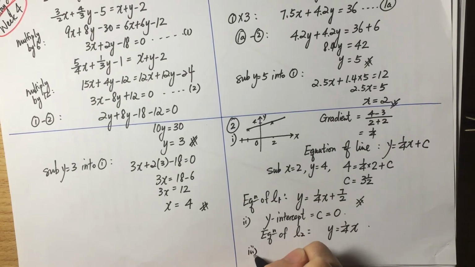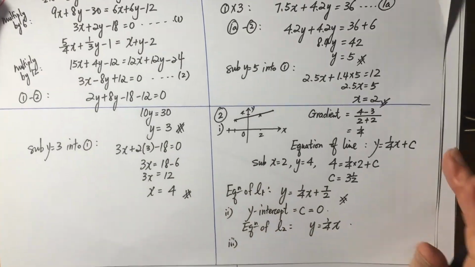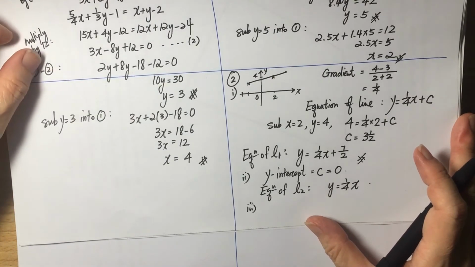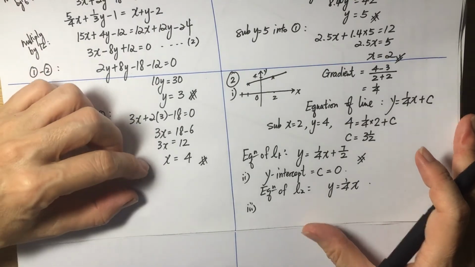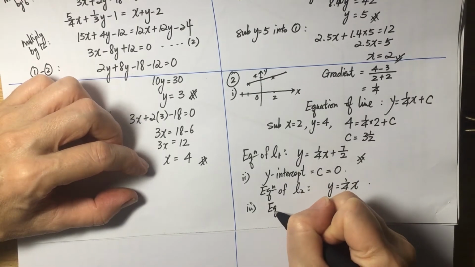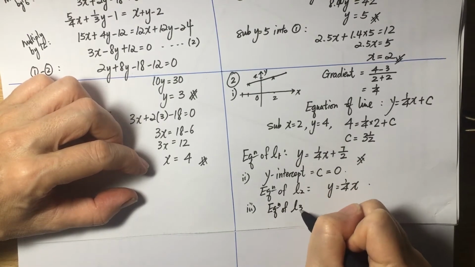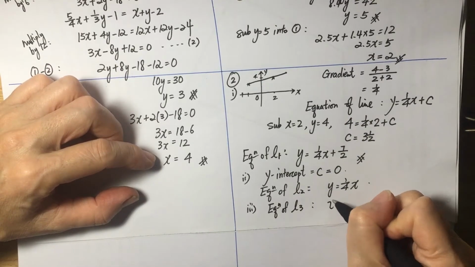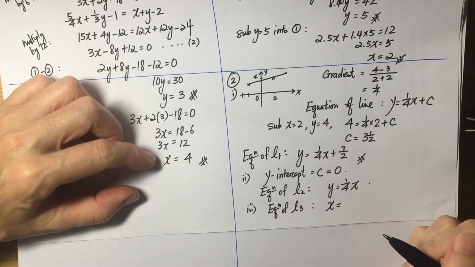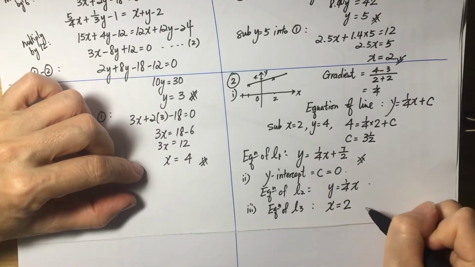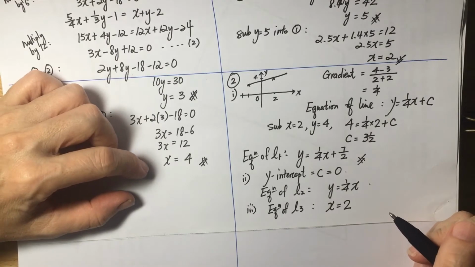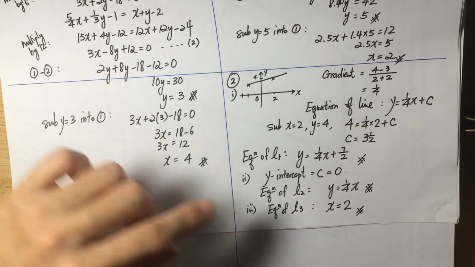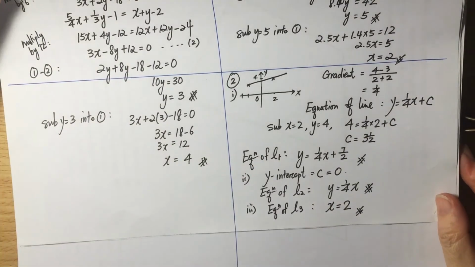Then the third part, we want to find a third line which is parallel to the y-axis, passing through the point 2, 4. Parallel to the y-axis means L3 is going to be a vertical line. So vertical lines will have x equals to something. So x equals to what? x equals 2 because it passes through the point 2, 4. So this is the equation of L3, L2, and L1.